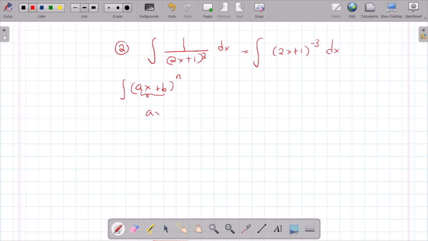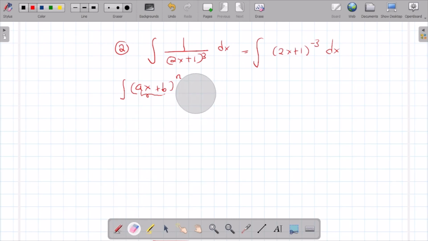So you're going to say it's going to be ax plus b. Now you're going to add 1 to the current power, and then you're going to divide by the new power multiplied by the coefficient of x. In this case, the coefficient of x is a. So we multiply by a. Now this is going to be the value of this integral. This is what the integral is going to evaluate to.